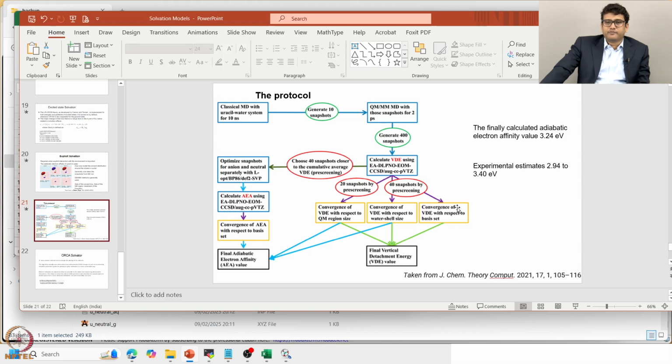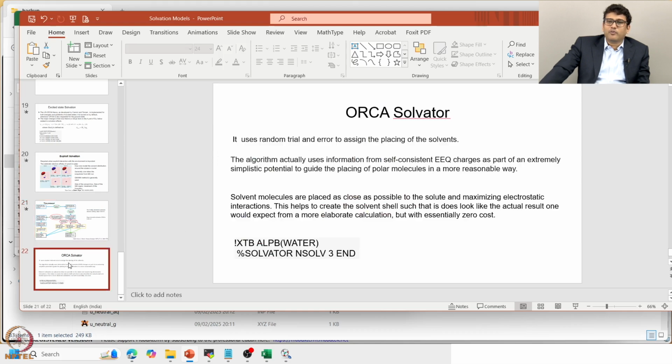Now, if you want to avoid all of this sampling procedure, you do not want to do this sampling by doing MD, ORCA these days provides an easier option in the form of ORCA solvator. It uses random trial and error to assign the placing of the solvent, and this algorithm uses information from the self consistent EQ charges as a part of an extremely simplistic potential to guide the placing of polar molecules in more reasonable ways, and solvent molecules are placed as close as possible, maximizing the electrostatic interactions. This helps to create the solvent cell in such a way that it looks like the actual result one would expect from a more elaborate calculation with proper sampling.